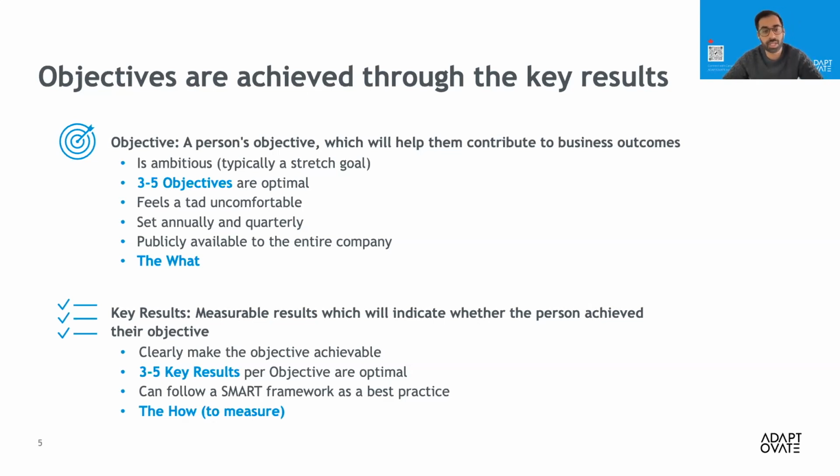From a key result perspective, you want to make it similar to an objective. You want to have about 3 to 5 key results per objective. They can follow the SMART framework, and I'm sure most of you know it. If not, it's specific, measurable, achievable or attainable, relevant, and time bound. That's just the best practice. And of course, the key results really speak to how we're measuring some of those elements.